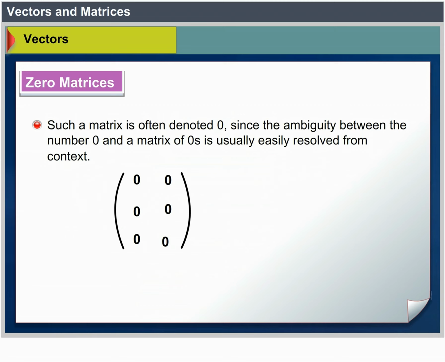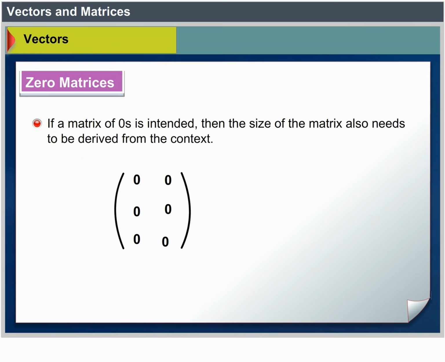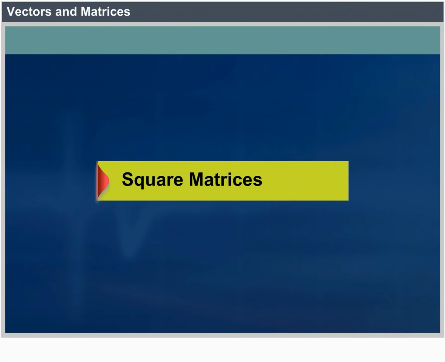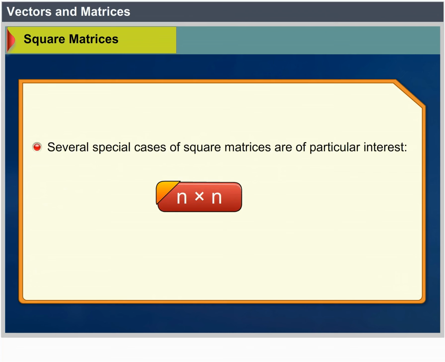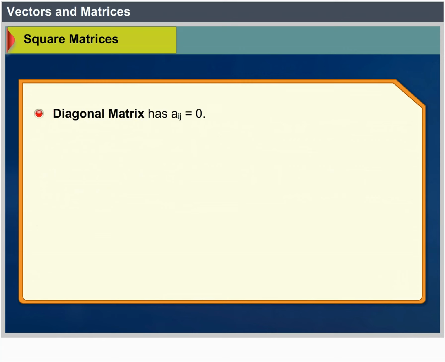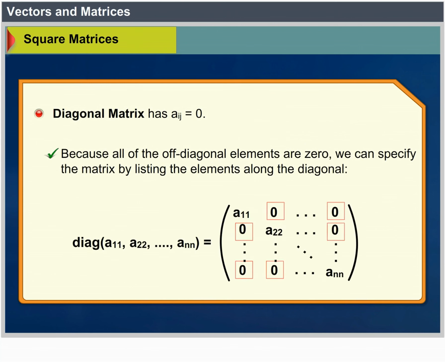If a matrix of zeros is intended, then the size of the matrix also needs to be derived from the context. Square matrices. Square n by n matrices arise frequently. Several special cases of square matrices are of particular interest. Diagonal matrix has a_ij = 0 for i not equal to j. Because all of the off-diagonal elements are 0, we can specify the matrix by listing the elements along the diagonal. The example for a diagonal matrix is shown here.